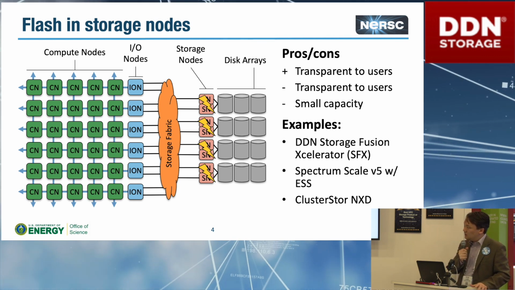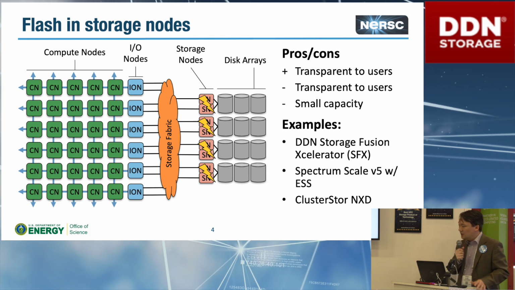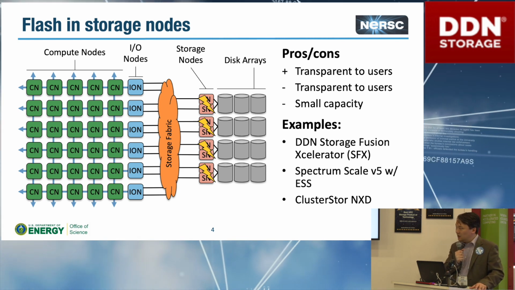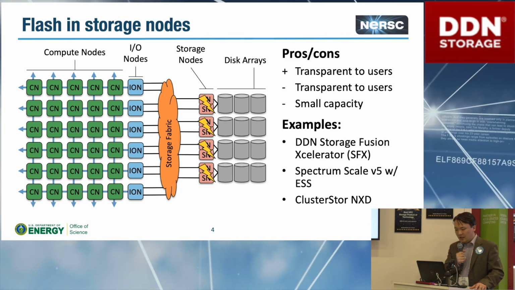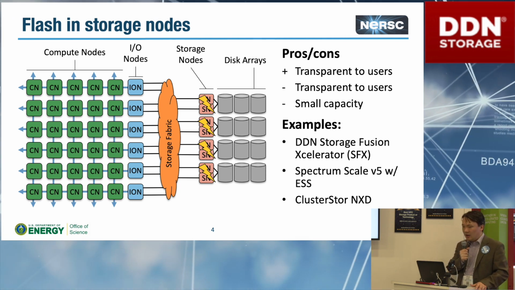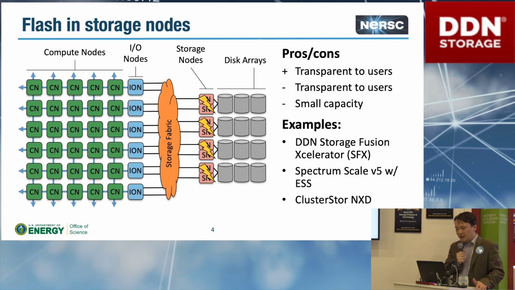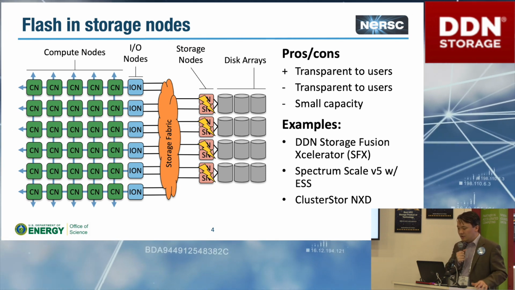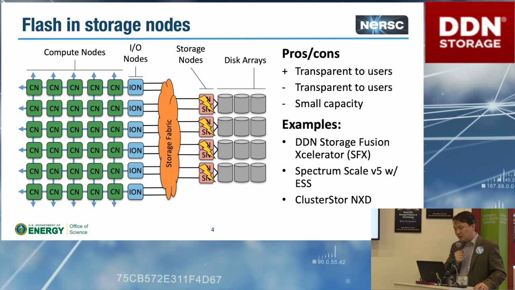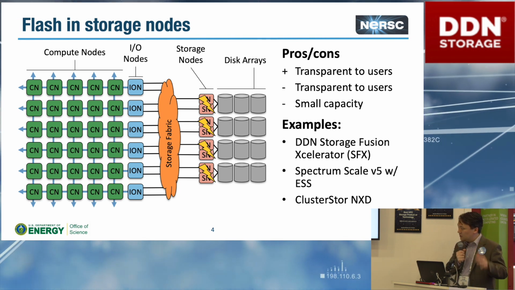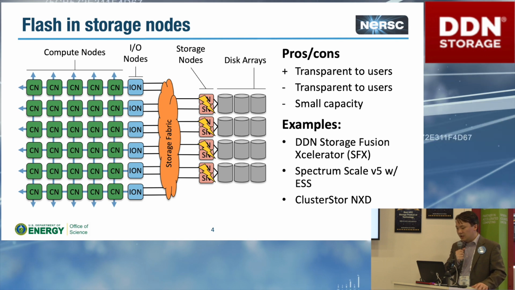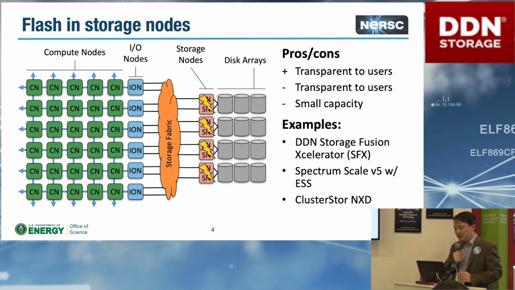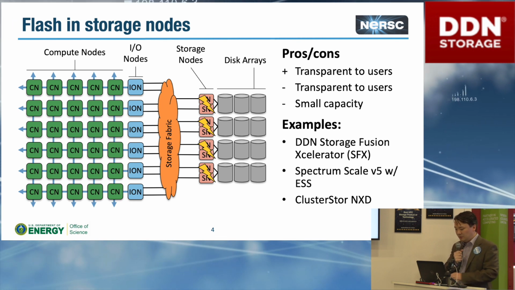And typically because this is node local and it's attached to disk, you typically have very small Flash capacity in this configuration. It's really just a block level cache and not a whole lot more than that. But like I said, this is a very common deployment model. So DDN has its SFX accelerator where you deploy Flash directly in your DDN nodes. Spectrum Scale from IBM does the same thing in their ESS, and then Cray also has the NXD block caching. And it's all doing the same sort of thing. Very easy to use, but at the same time doesn't give you a lot of options to optimize.